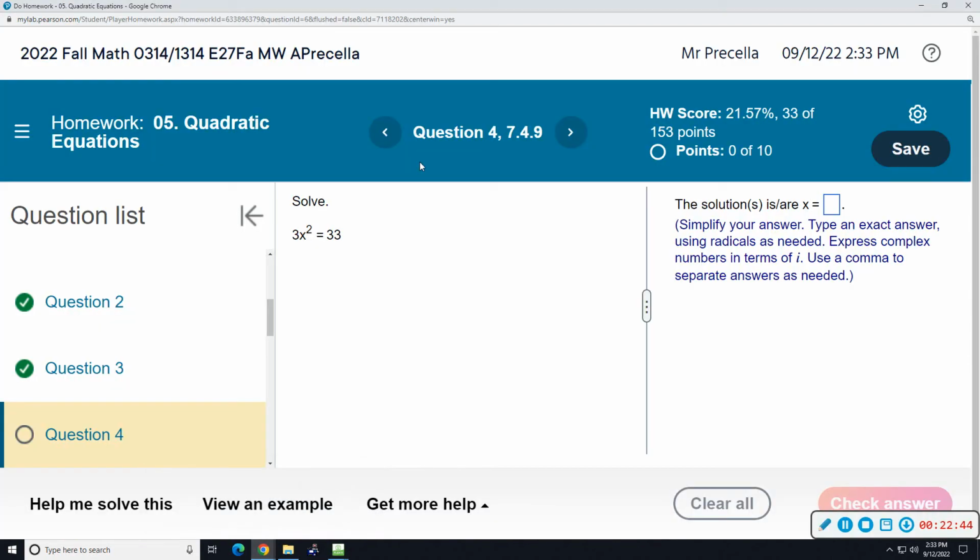Let's look at number 4. 3x squared equals 33.